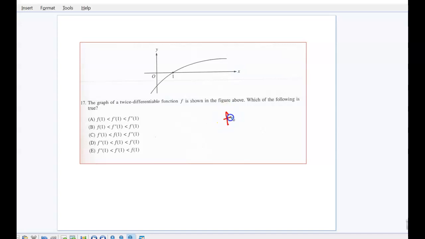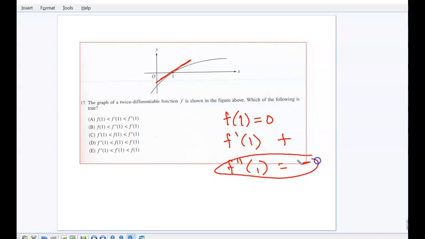Well, we know that f of 1 is 0, because we can read that off the graph. F prime means the slope of the tangent line at 1, and we know that the slope of the tangent line at 1 is positive. And if we look at the second derivative at 1, the graph is concave down at 1, so the second derivative is negative. So the lowest value is going to be f double prime, and then f of 1, and then f prime of 1. My answer is D.